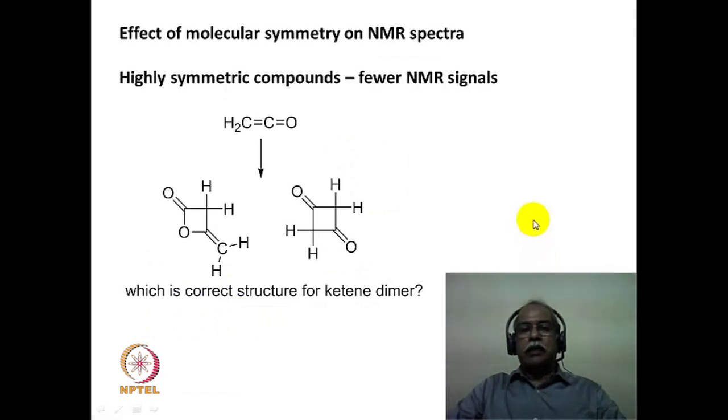Now the question here is the effect of molecular symmetry. What does it do to the NMR spectrum? We have already seen in the earlier example, if the molecule is highly symmetrical in nature, then you get a fewer number of signals in the NMR.